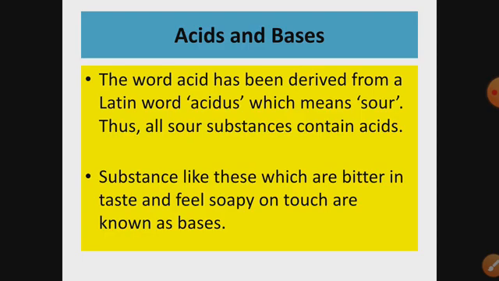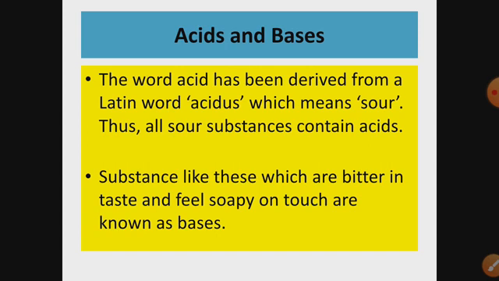So now let's begin with acids and bases. The word acid has been derived from a Latin word. It has a Latin origin, acidus, which means sour. Thus, all sour substances contain acid.